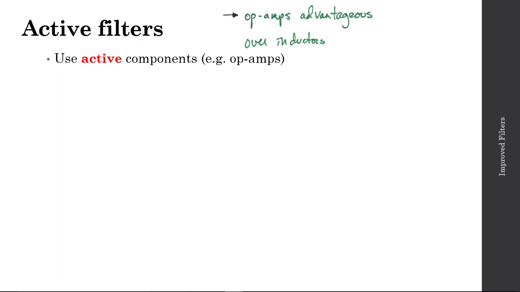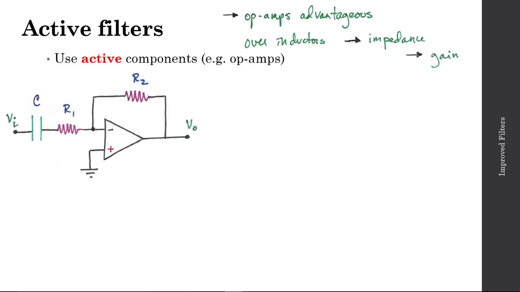Another advantage of an active circuit using op-amps is the ability to control the impedance levels in my circuit. So if I'm using an op-amp, I have the ability to provide a much higher input impedance, let's say, than I could achieve with something like an RLC circuit. A final advantage is the ability to not only provide the filtering requirement, but also provide a gain through the use of an operational amplifier. That said, let's take a look at an example of an active filter.